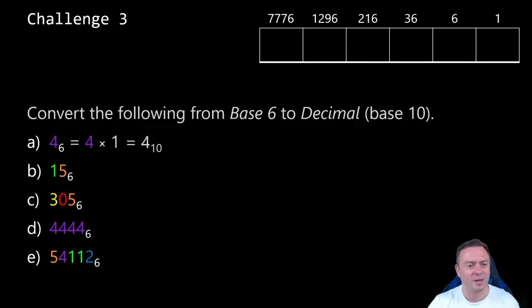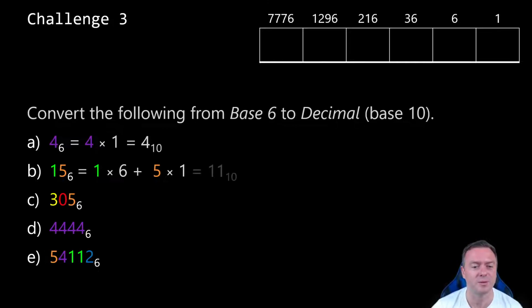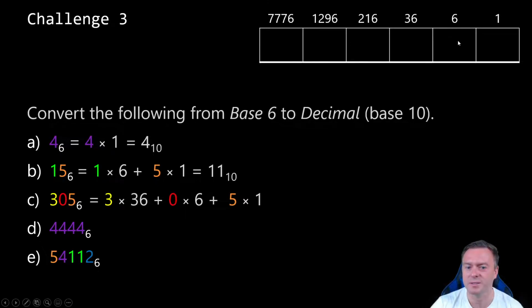The next one's a little bit trickier. So you have a 1 in the 6s column, and then you have a 5 in the 1s column. So you just go through and follow the pattern. So you do 1 lot of 6 plus 5 lots of 1. That adds together to give you 11 in base 10. The next one's 305. So you have 3 lots of 36 plus 0 lots of 6 plus 5 lots of 1, which adds together to give you 113.